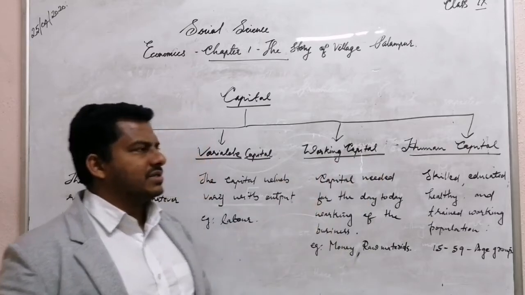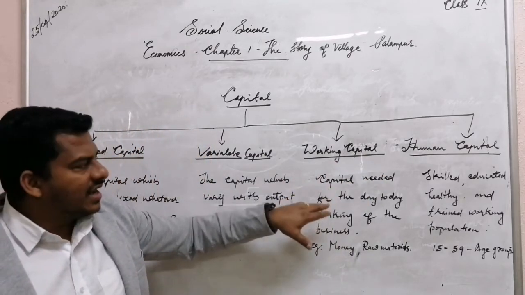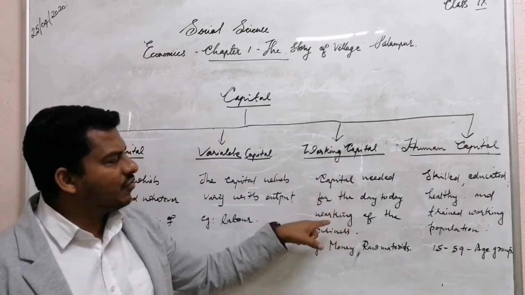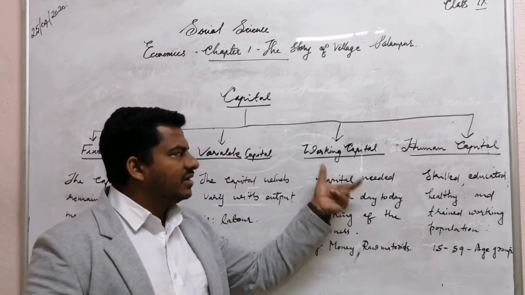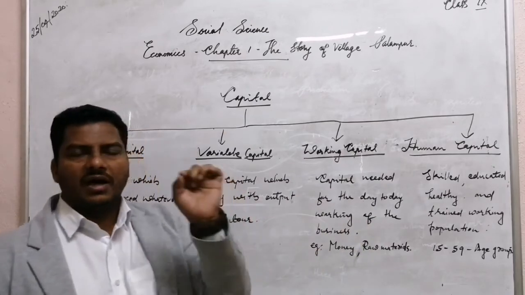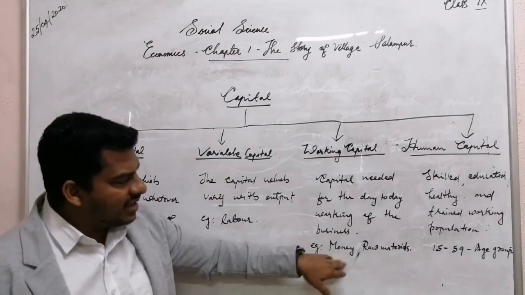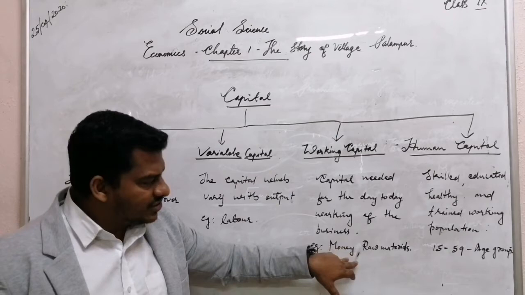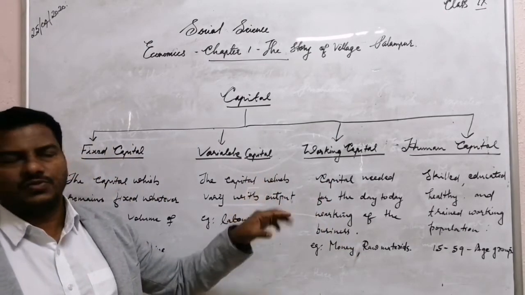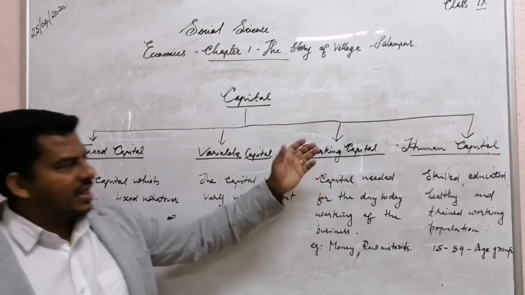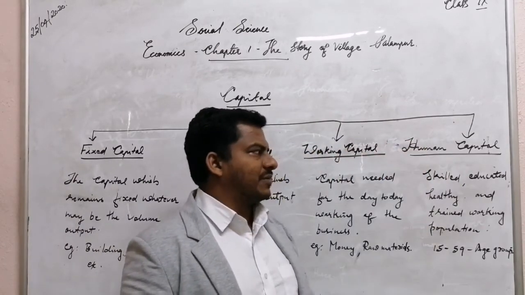And working capital. Working capital means capital needed for the day-to-day working of the business. In each and every business we need daily requirements, like money and raw material. These daily requirements for the day-to-day working of the business are known as working capital. And last one, human capital.